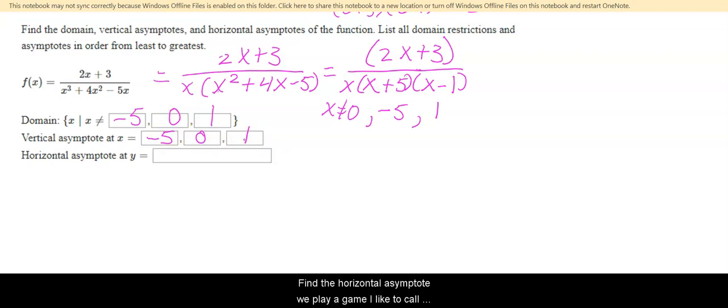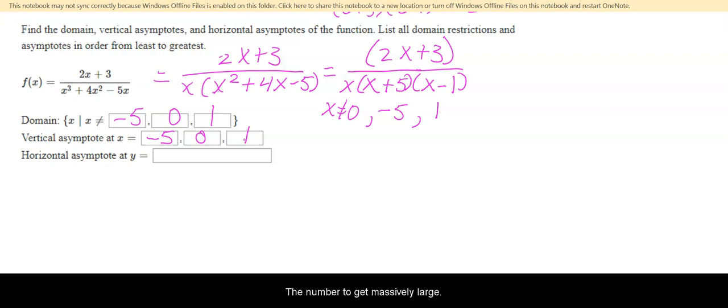To find the horizontal asymptote, we play a game I like to call the Bill Gates rule. You won't find this on Google because I made it up. The Bill Gates rule is what happens when you get to infinity and negative infinity.